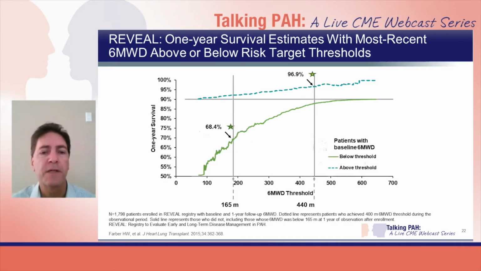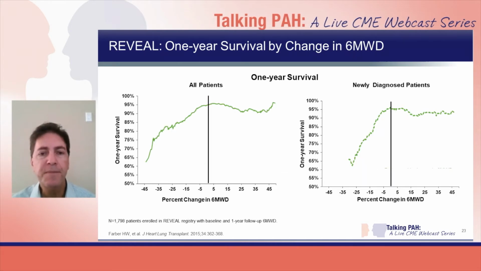What this slide shows is that there is a threshold. Let's use the 440 that was defined in the ERS-CSC ISHLT guidelines. If you're below the threshold, you start to fall off in terms of 1-year survival. If you stay above the threshold, that's a pretty flat curve there.